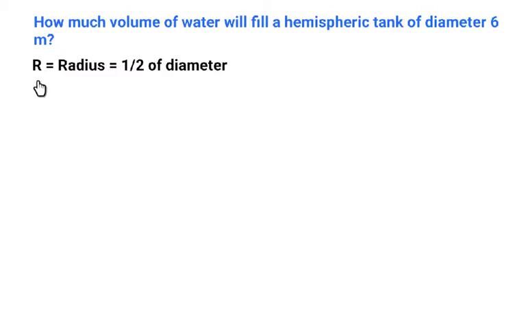So we have r equals radius, and radius equals half of diameter. To get the radius, we are going to be multiplying this half by the actual diameter of the hemispheric tank, which is 6 meters. So we'll have it as 1/2 times 6. To solve this type of multiplication, what will be done first is to divide 6 by 2.